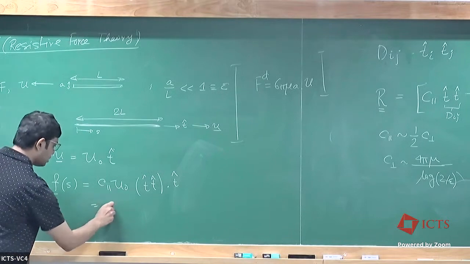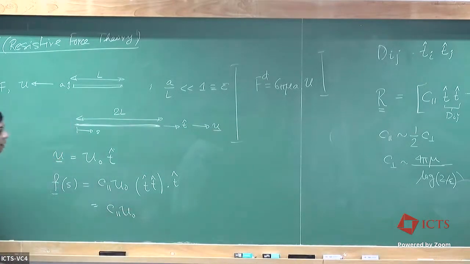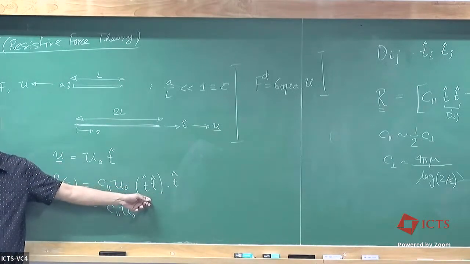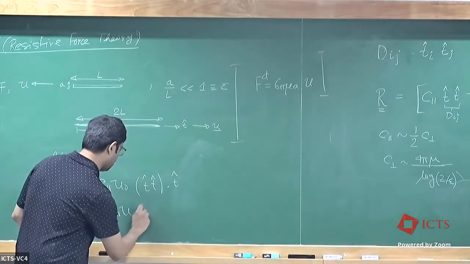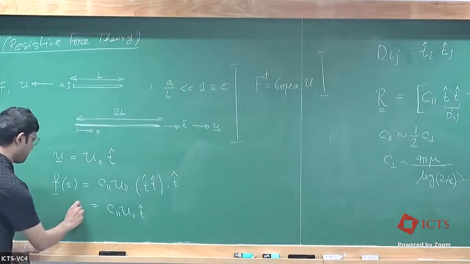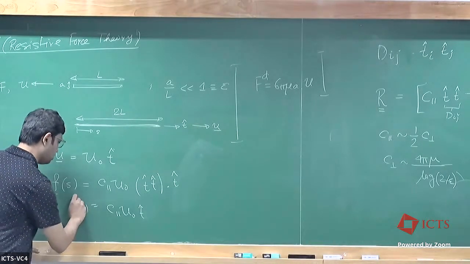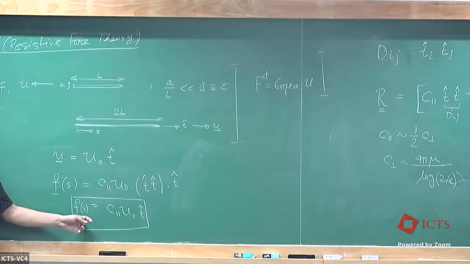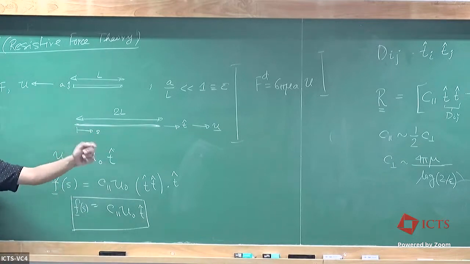And that is what? Anyone tell me? Just say it in terms of C parallel. C parallel u naught. What is this operation? Is it 1? It's t hat. So that's t hat, that's F. So this is the force I need to pull the object through the fluid with a velocity u naught. Is this clear to everyone?